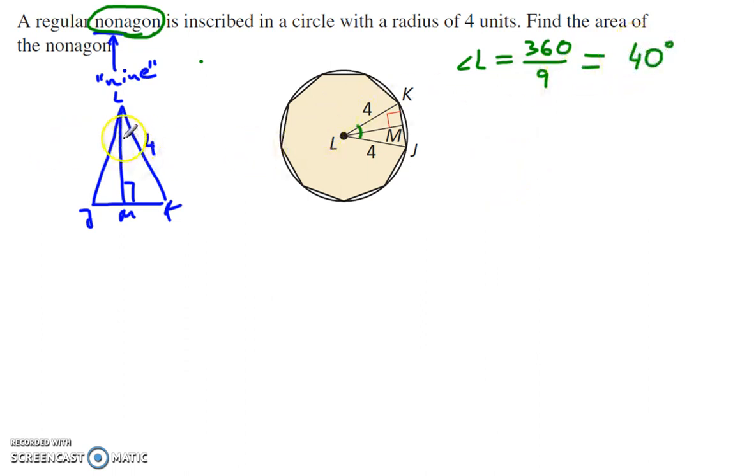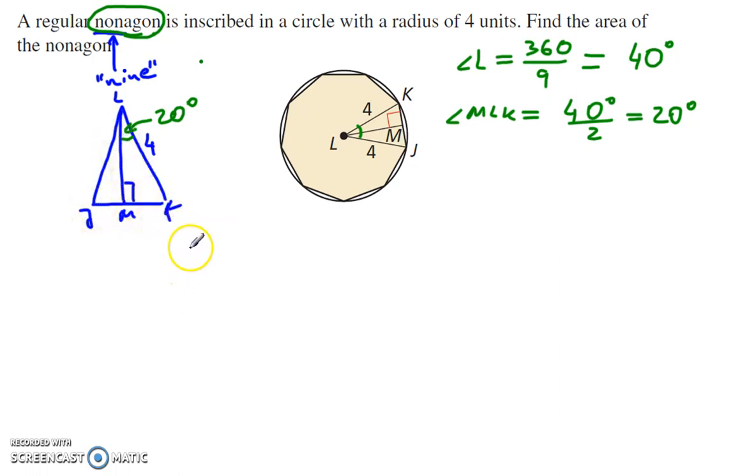And that makes half of this, that makes MLK. The measure of MLK, or KLM, is half of 40, which is 20. So we have this measure here. That's 20 degrees. Now, we can find this measure if we want, but we're going to use sine and cosine to help us find the other sides.